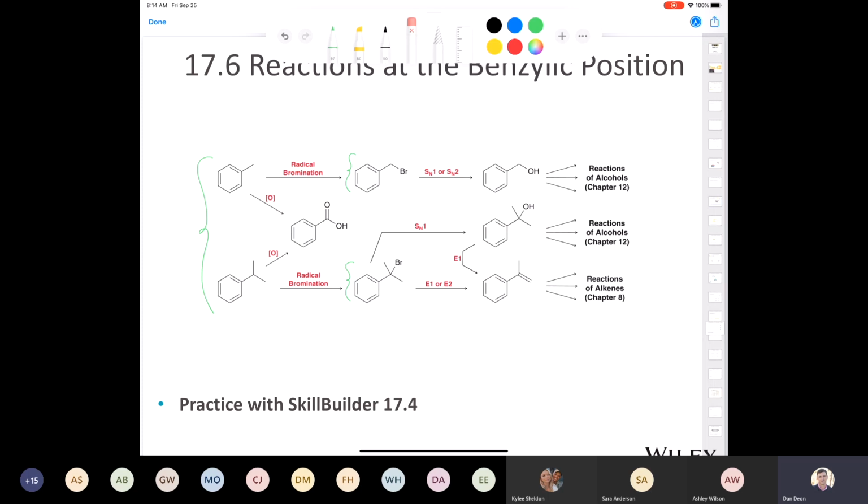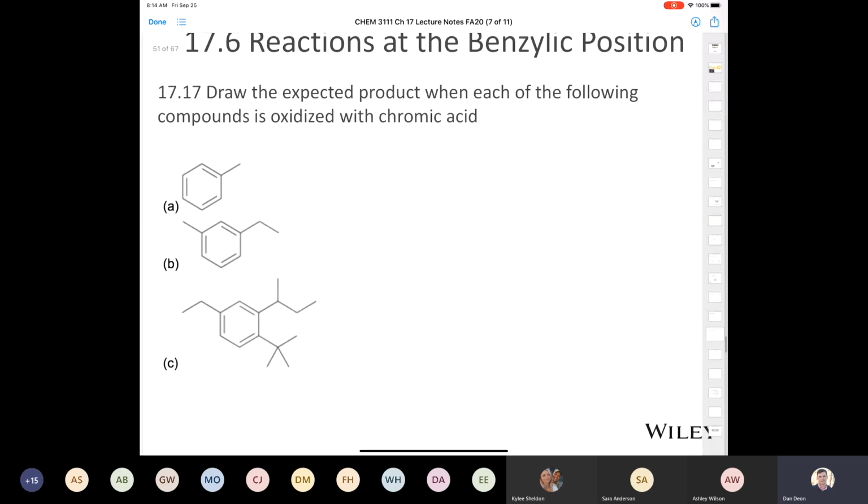Absolutely. Well, with that in mind, let's take a look at some practice problems to see if we fully comprehend just what went on here. It's not meant to be a mind-boggling problem. It just says draw the expected product when each of the following compounds is oxidized with chromic acid.